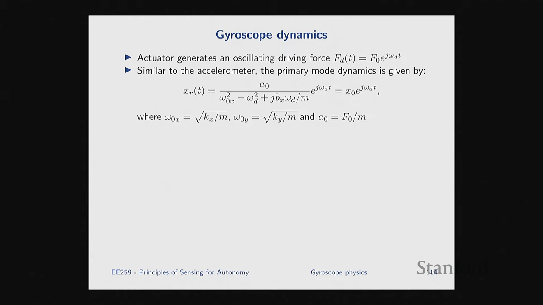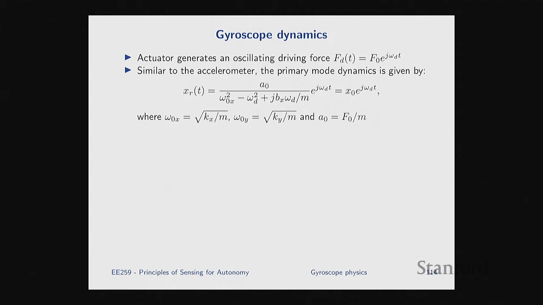Okay. So we plug that in, and we can first solve the dynamics in the drive axis. So our x sub r, exactly like we solved in the case of the accelerometer, becomes basically this expression here, which should be very familiar from the analysis of the accelerometer. You have some omega zero squared minus omega drive squared plus j b omega d over m, times the same complex exponential term. So you can just write that A zero is just your F zero over the mass, and then omega zero x is just Kx over M, so it's the spring constant in the X direction over M, and omega d is again known, that's the drive frequency of the device. So all of this, you can just lump into some X zero. So your dynamics in the drive is just a pure harmonic with some x0 e to the j omega d t.